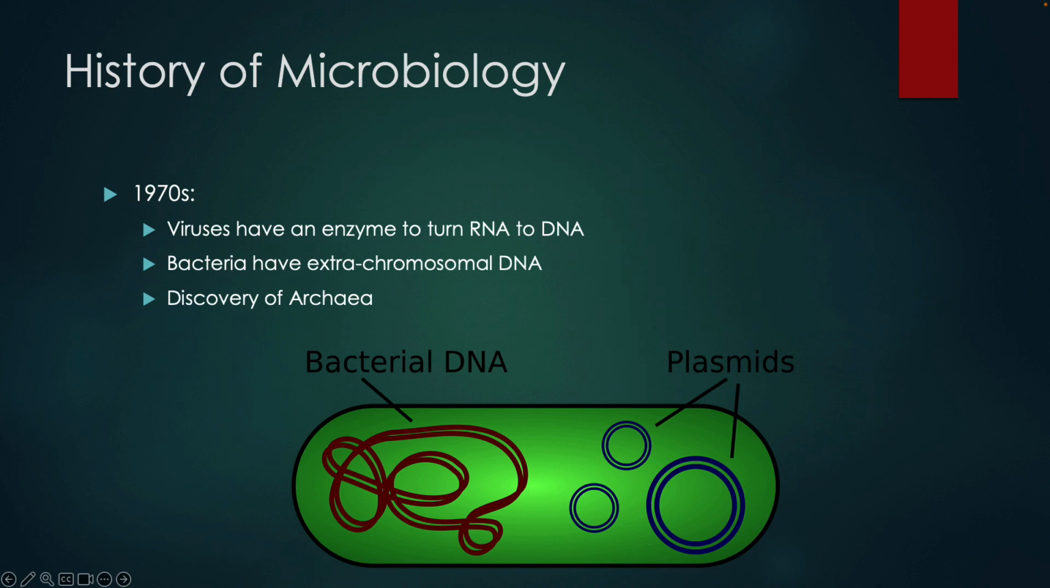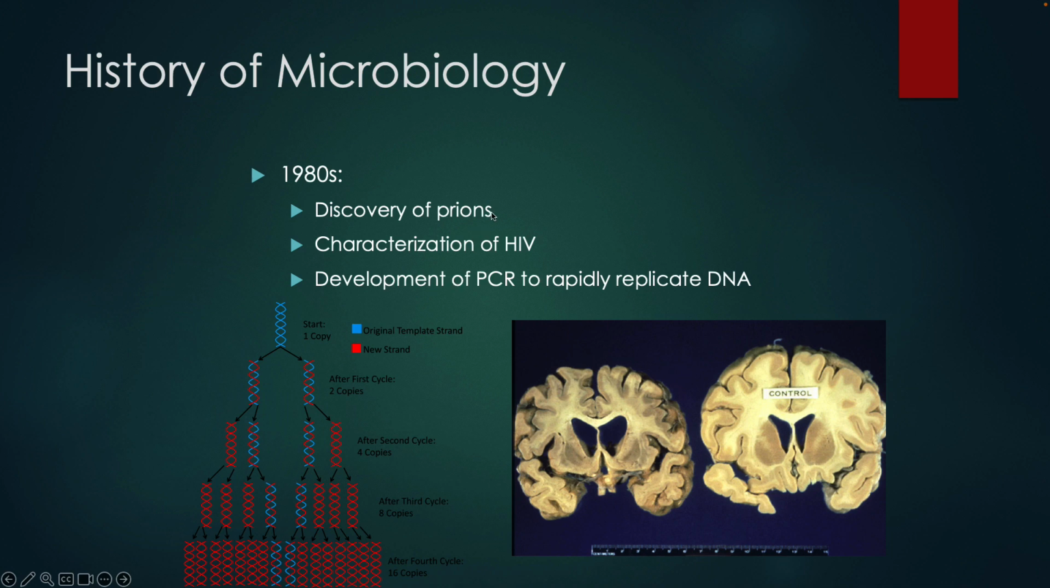In the 1980s, scientists discovered prions. Those cause mad cow disease. So they're misfolded proteins that can cause the brain to deteriorate. So that's what you're seeing here. This is a normal brain, and this is a prion-infected brain.